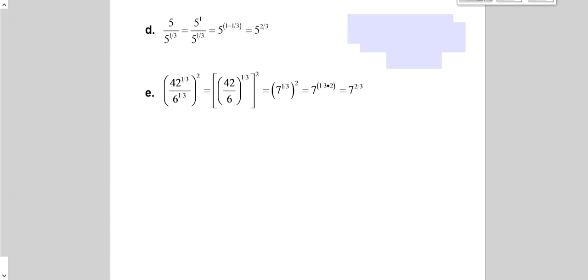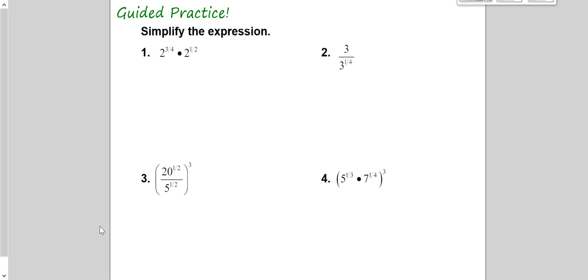Remember, these examples are also in your book, your e-book. Let's try some more. The more we practice, the better we get.